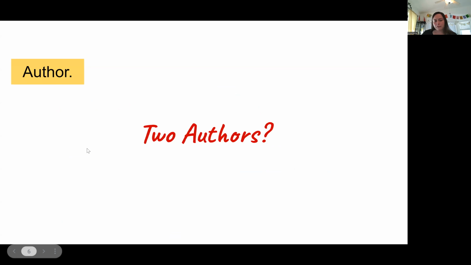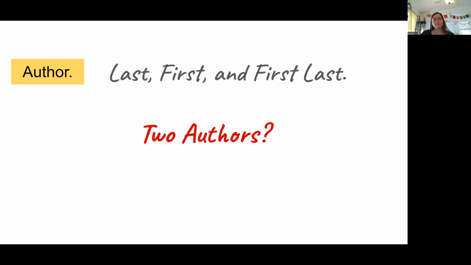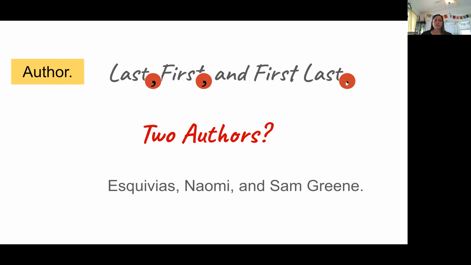What if you have two authors? If you have two authors, you punctuate it like this: last name, comma, first name, comma, and first name, last name, period. So it would look something like this, where you have last name, comma, first name, and then first name, last name, period.